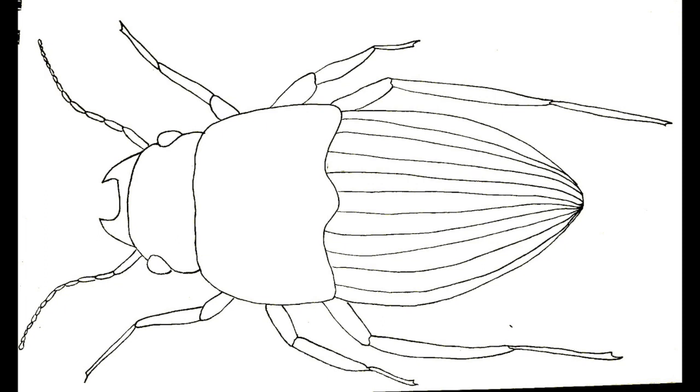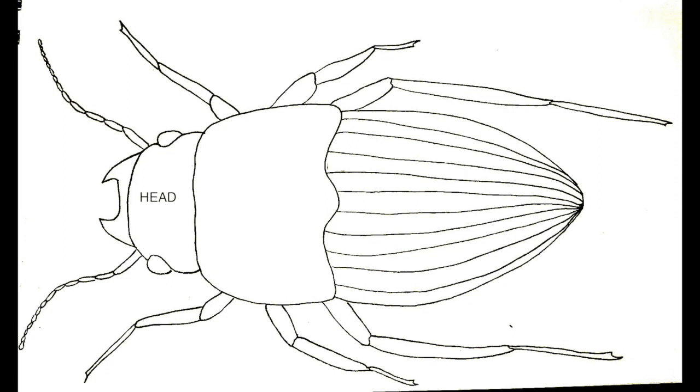Let's go over the different body parts of an insect, because we see insects all the time, and sometimes it's really fun to look close up at something. So the first body part of the insect is the head. Do you have a head? Go ahead and put your hand on your head.